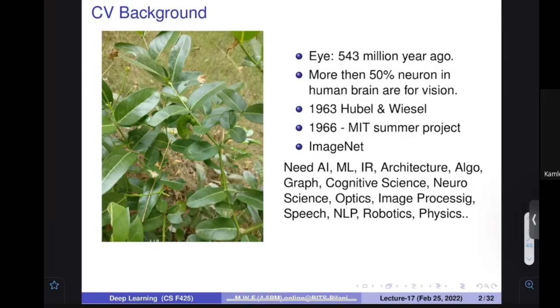You cannot do this as an individual study. Many things come in; for example, you have to apply artificial intelligence. Ultimately it is artificial intelligence: automatic learning, information retrieval, different kinds of architecture, machine learning architecture. From an algorithmic perspective, you want to make things faster, so you have to apply graph understanding. Cognitive science, neuroscience, optics, image processing, speech, NLP, robotics, physics, whatnot: many things contribute to this particular domain. Only then would you be able to solve this problem efficiently.